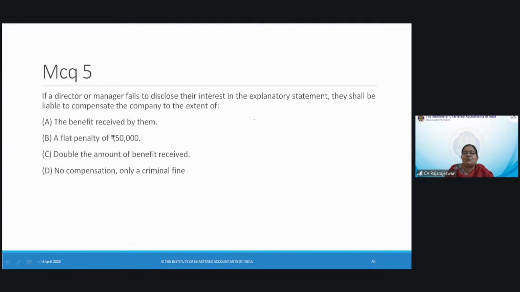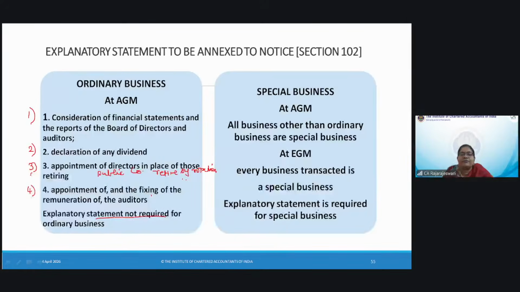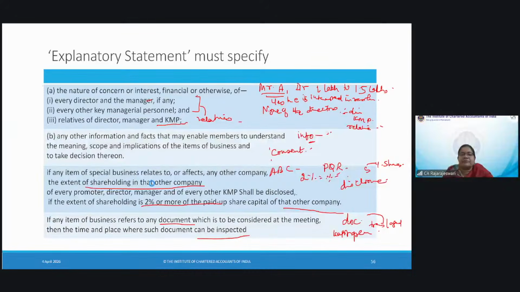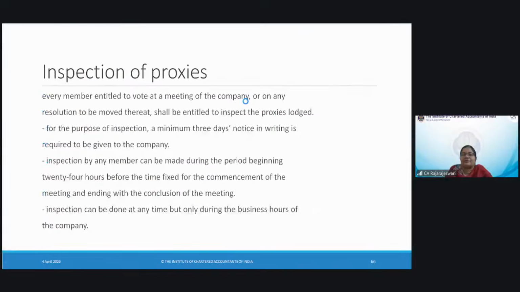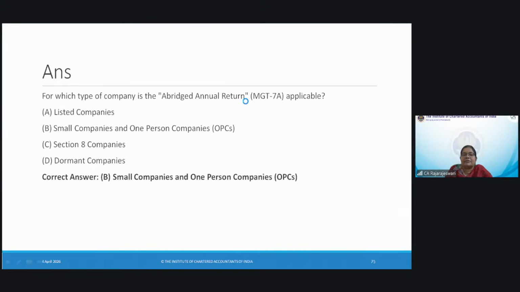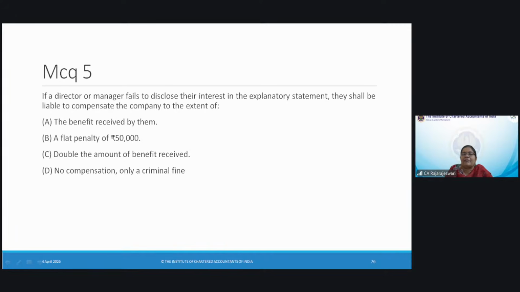If a director fails to disclose their interest in the explanatory statement, I will go to that slide on the explanatory statement. Effect of non-disclosure: it is liable to a penalty of 50,000 or 5 times the amount of benefit accruing to them, whichever is higher. But what is the question? The question asked is, if a director or manager fails to disclose their interest in the explanatory statement, they shall be liable to compensate the company to the extent of.